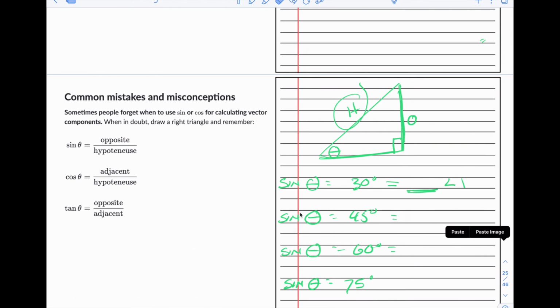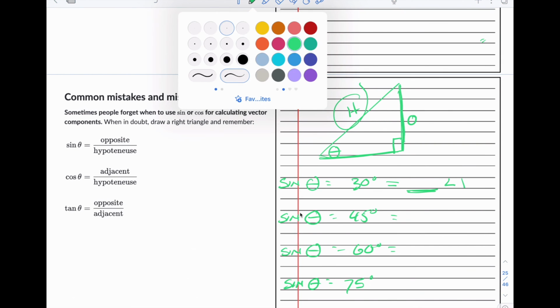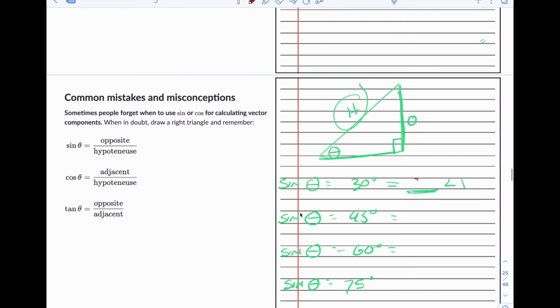So here we have, I'm going to put that in a different color, 0.5, which is less than 1.